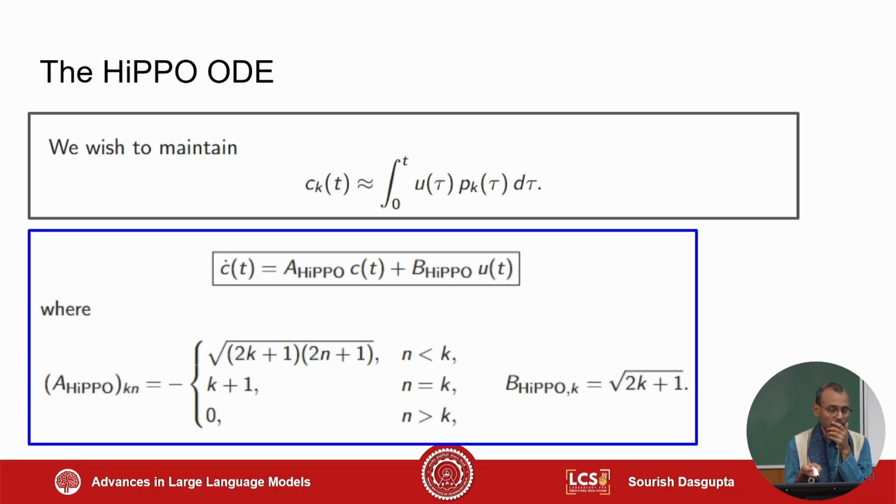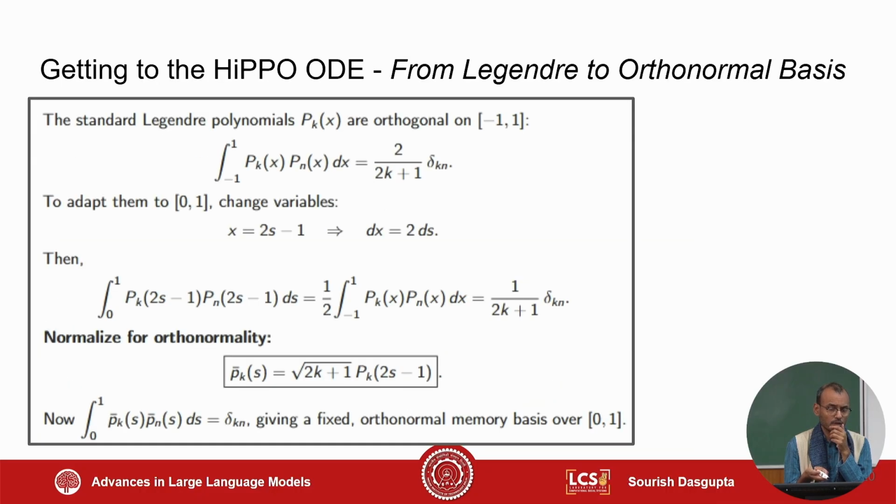If you look at the diagonals, it's going to be something like this. If N is less than K, then your diagonals will look like this. If N is equal to K, your diagonal will look like K plus 1. If N is greater than K, your diagonals will all be 0. So usually your N is a lot less than K.